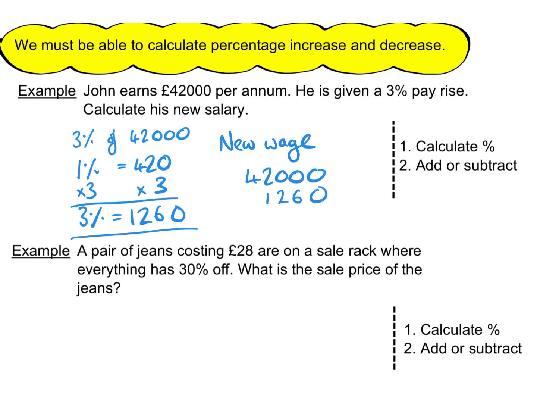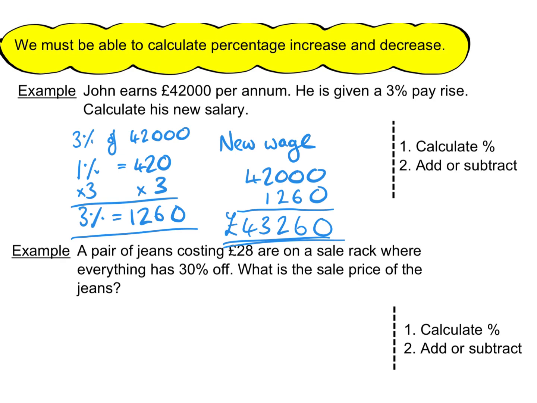I'm going to be really careful trying to make sure all my columns line up here. So my units, my tens, my hundreds, my thousands, and so on. And then I'm just going to add them together. So it's new wage, 0 plus 0 is 0, 0 and 6 is 6, 0 and 2 is 2, 2 and 1 is 3 and 4. That's John's new wage there.